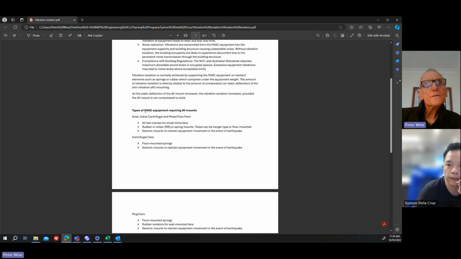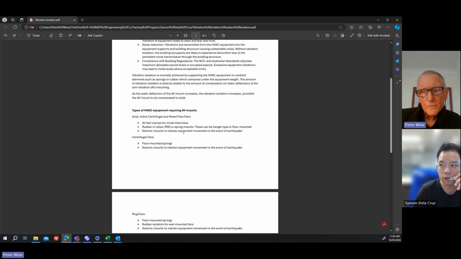So I've just listed down here some types of equipment that require mounts, and I'm sure that you're familiar with all this. Axial, inline, centrifugal, or mixed flow fans. We can use the fast clamps for small inline fans. Have you seen those? Yep. They provide, you can hang with those, but they also provide some vibration isolation. Rubber in shear or spring mounts. They can be hanger type or floor mounted.